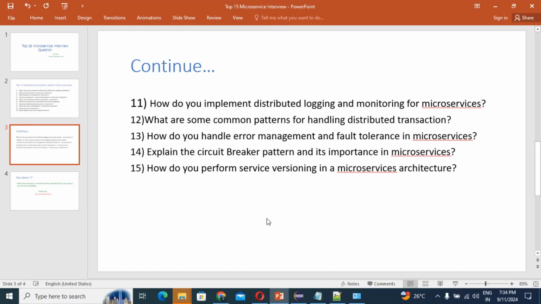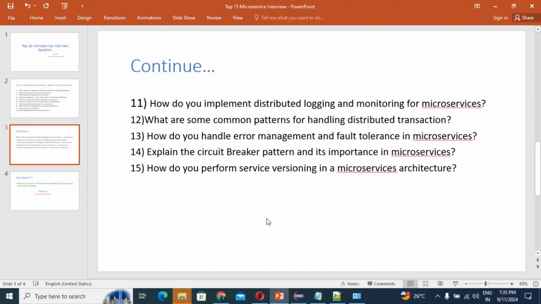And guys, with the help of circuit breaker, what else can you achieve? Improve system resilience. Allow the failing service time to recover and prevent the entire system from becoming unresponsive. So this is the next point. The first point was prevent cascading failure, and the second is improve system resilience. It allows the failing service time to recover and prevents the entire system from becoming unresponsive.